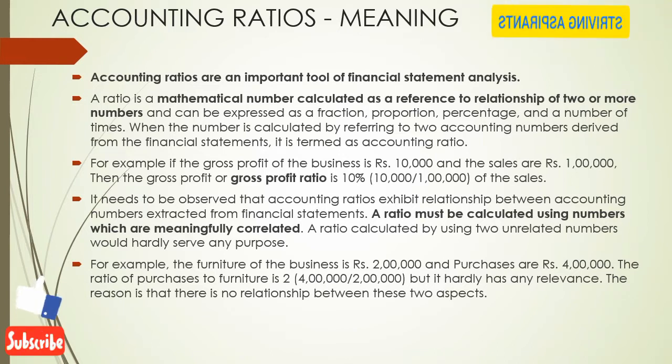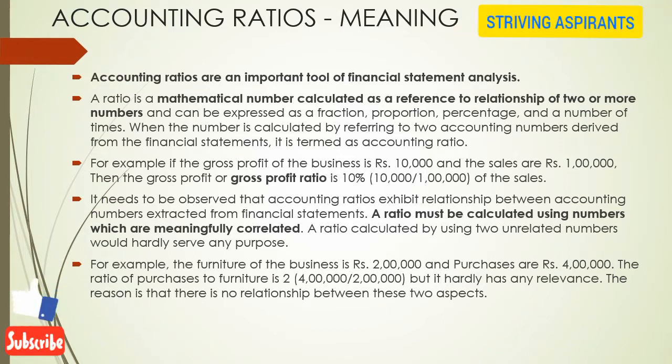Now regarding ratio, it is a mathematical number calculated as a reference to the relationship of two or more numbers and can be expressed as a fraction, proportion, percentage and a number of times. As we can see, the ratio is the relationship of two or more numbers, where we take certain amounts and then we calculate the proportion or the percentage or the fraction, and we compare each other to get a particular amount.